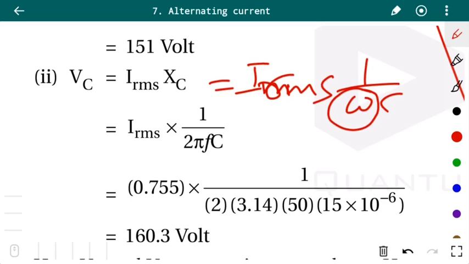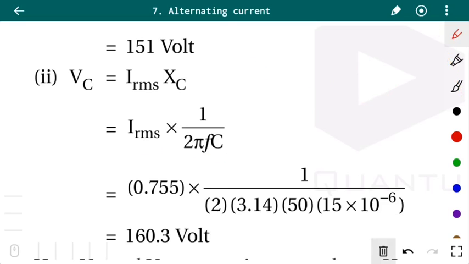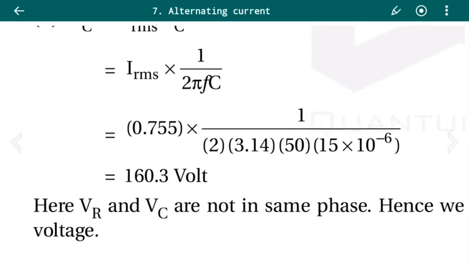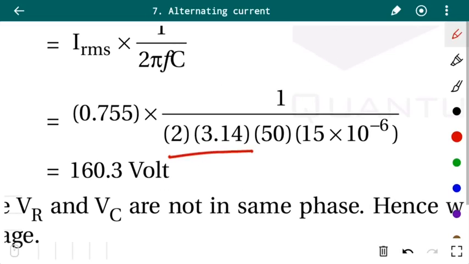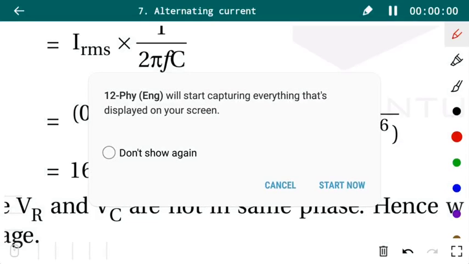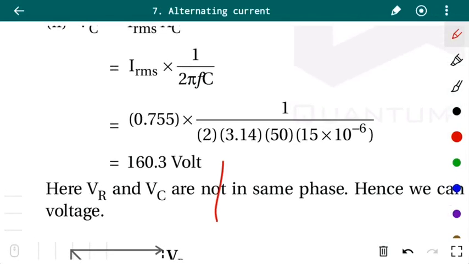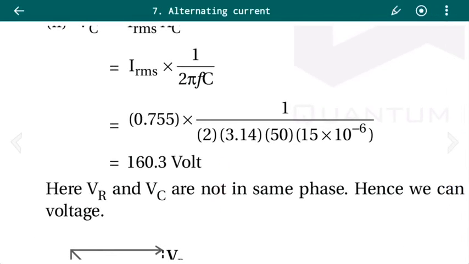Now substitute the values of IRMS, pi, f and c in this formula. So now it is equal to 0.755 into 1 upon 2 into 3.14 into 50 into 15 into 10 raised to minus 6. When we calculate this, we get the value as 160.3 volt. So the voltage drop across the capacitor is 160.3 volt.